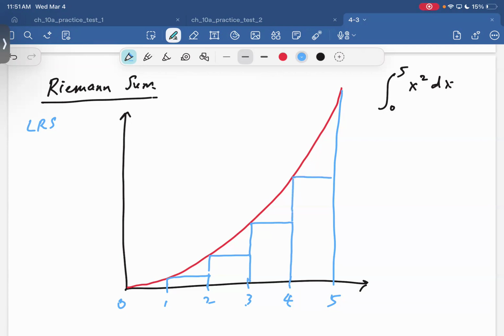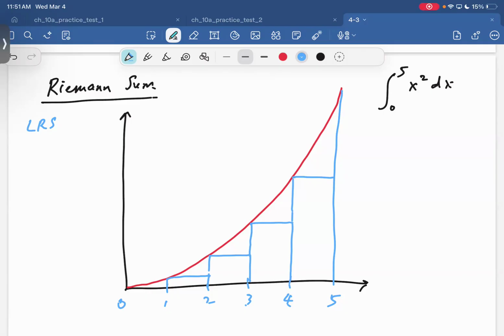Okay, is this a good approximation? Not really. But as the segments get shorter and shorter, the approximation becomes better and better, right? As the segments become shorter and shorter, yes, then we have more and more rectangles and we'll get closer and closer to the actual area, right?